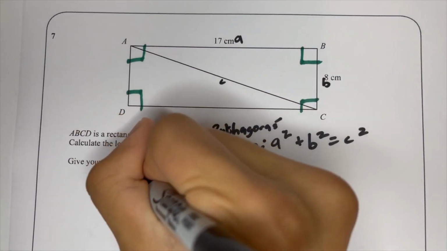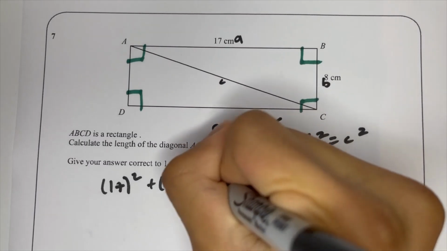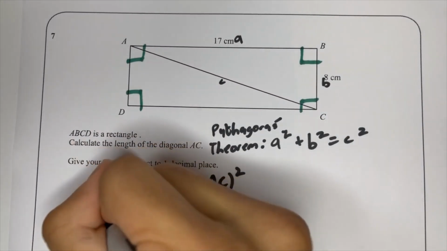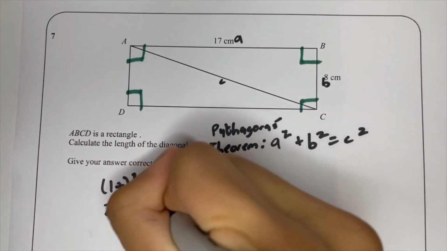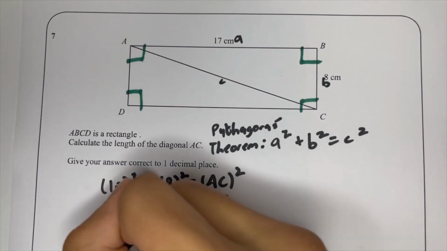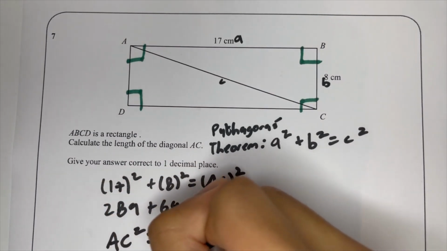So 17 squared plus 8 squared is equal to AC squared. You can expand this out by writing 289 plus 64 is equal to AC squared. This means that AC squared is equal to 353.